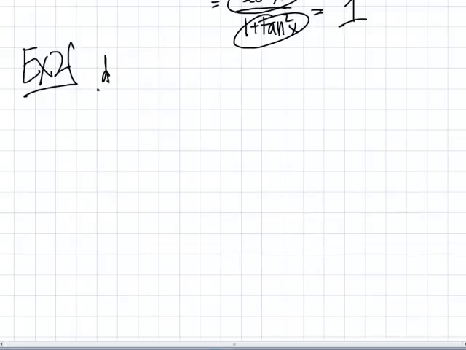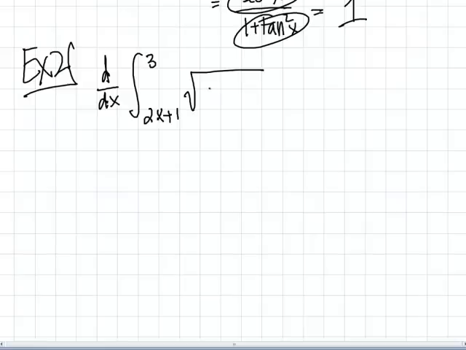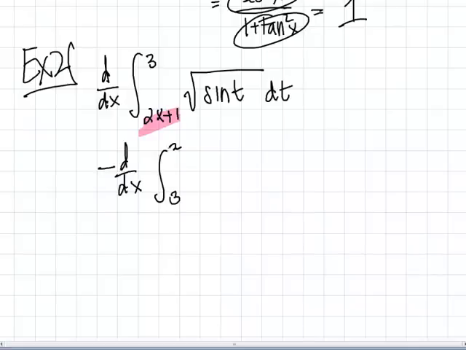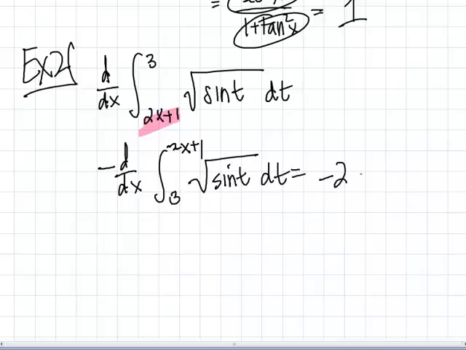Let's just go ahead and find d/dx of the integral from 2x plus 1 to 3 of the square root of sine t dt. Now, just like the one we talked about yesterday, since we have our lower limit on the bottom, we need to flip it up to the top and make it negative. So this is negative d/dx of the integral from 3 to 2x plus 1, and then our f of t, which is square root of sine t. So once we do the chain rule, negative 2 square root of sine of 2x plus 1.